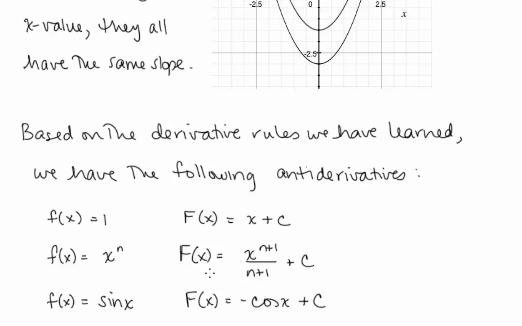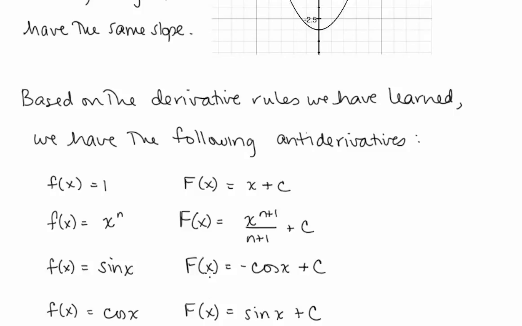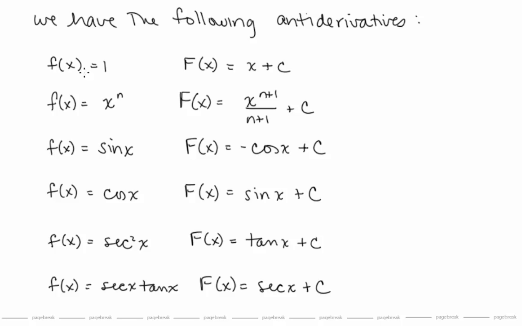So based on the rules that we have for derivatives, we have the following rules for antiderivatives. If little f of x is equal to 1, then the antiderivative capital F of x is equal to x plus c. And that's because the derivative of x plus c is 1 plus 0. It's equal to 1. The antiderivative of x to the nth power is x to the n plus 1 over n plus 1 plus c. And this is true for n not equal to negative 1. We deal with the case when n equals negative 1 in Calc 2.